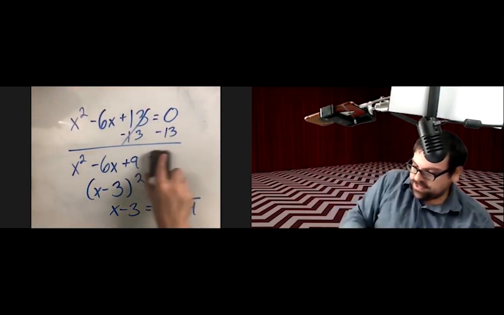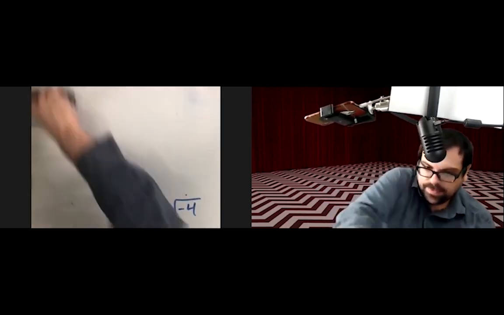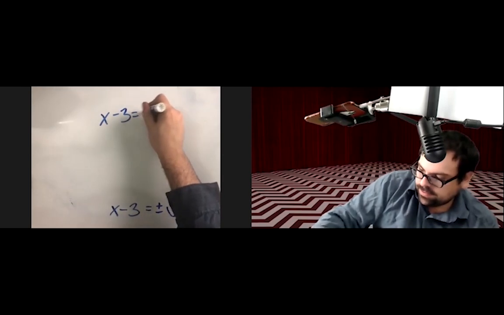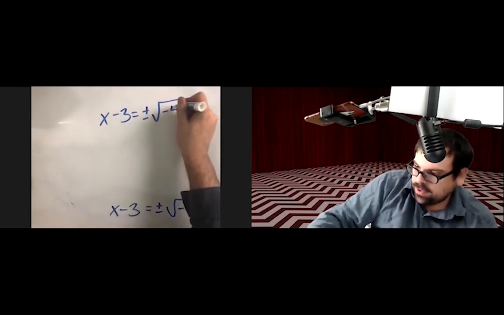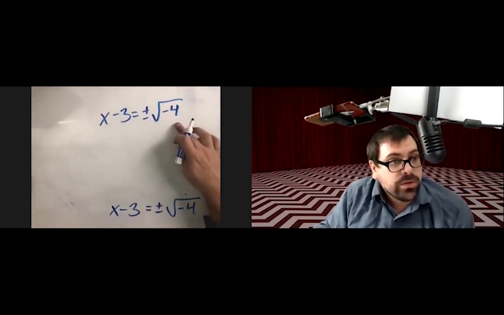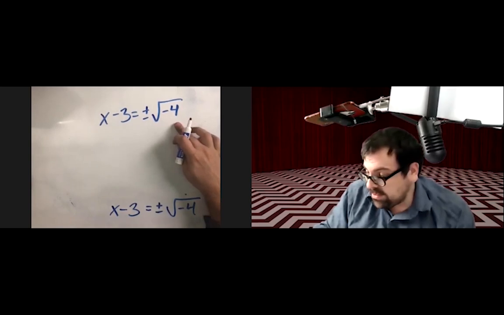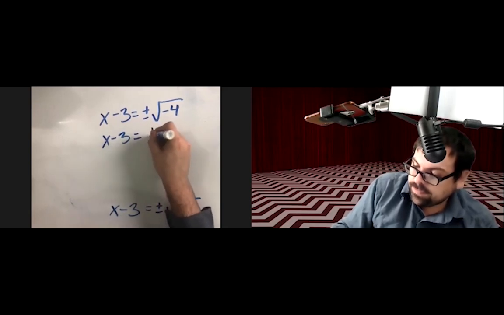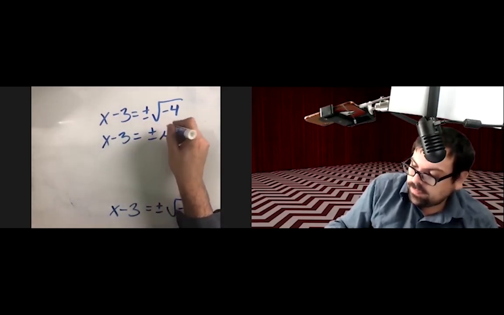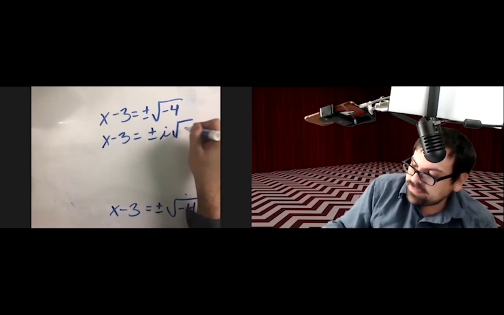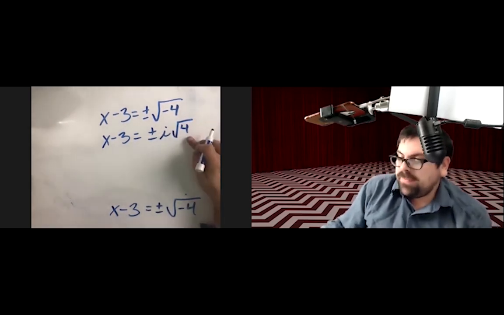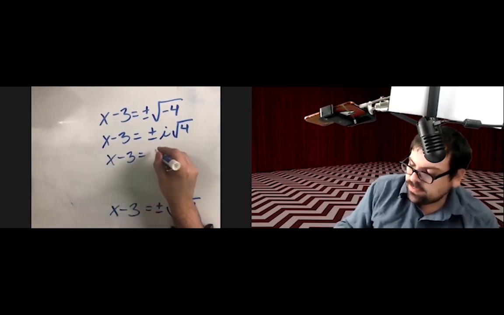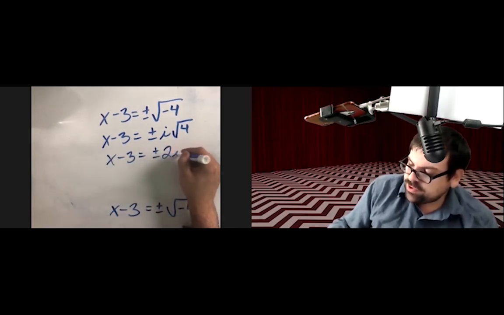Let me move that up to the top so we can continue working. Whenever we have the square root of a negative number, we want to make that i times the square root of the positive. The square root of 4 is 2, so this is x minus 3 equals plus or minus 2i.